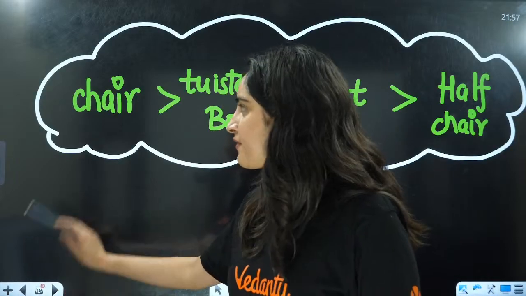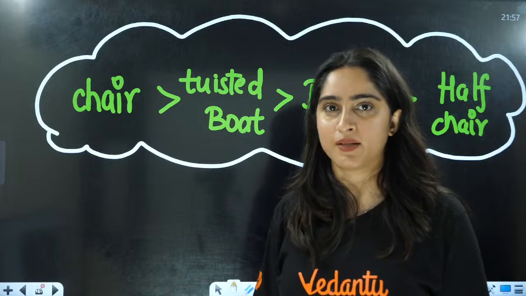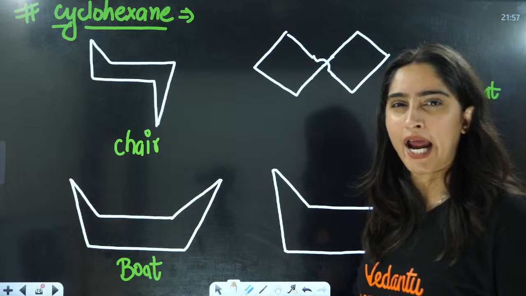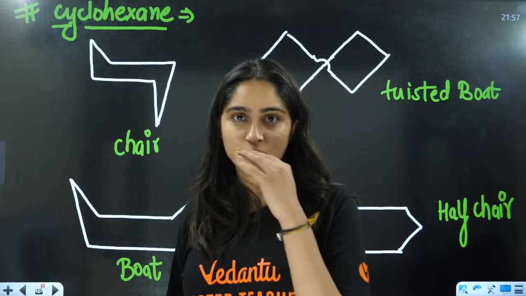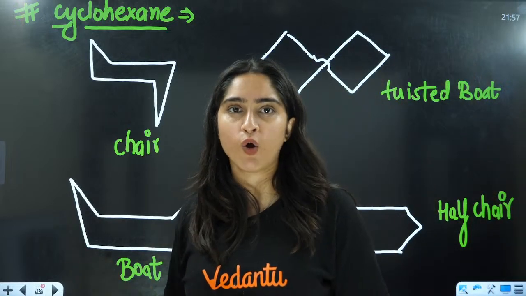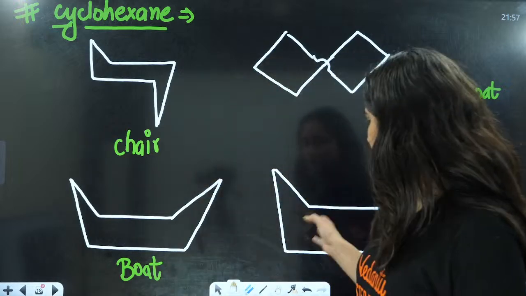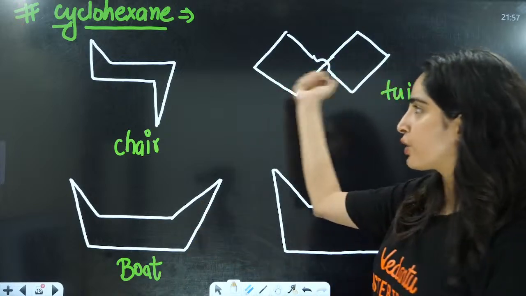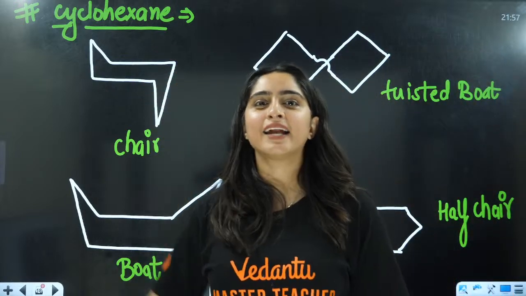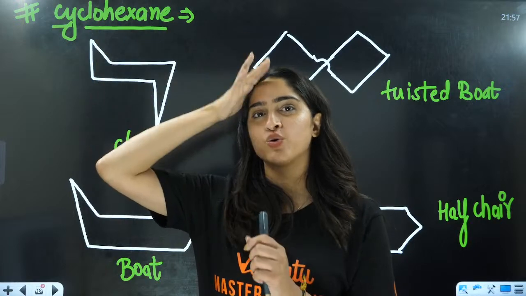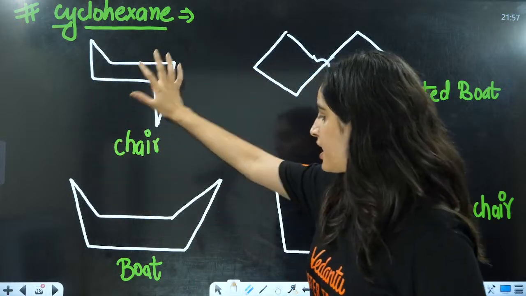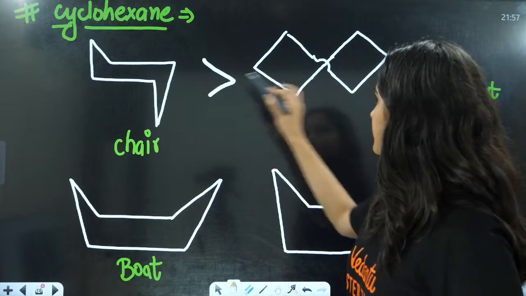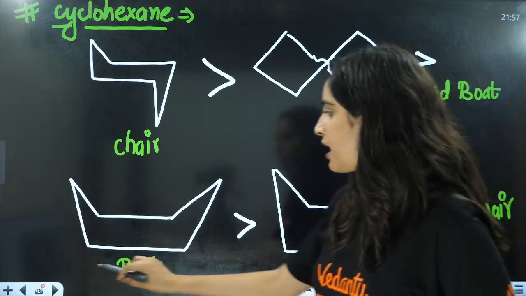The chair is the most stable. Nobody wants to be on a boat in the river or in the ocean. Nobody wants this half chair. Everybody wants to sit on the chair. So firstly chair, then you have twisted boat, then you have boat, then you have half chair. This is going to be your correct answer.